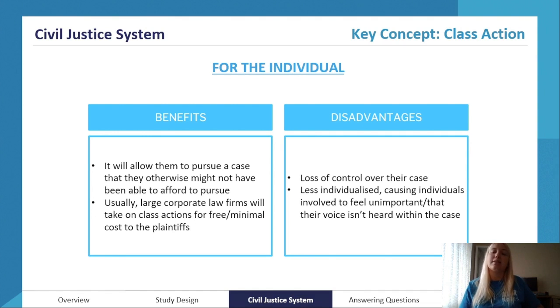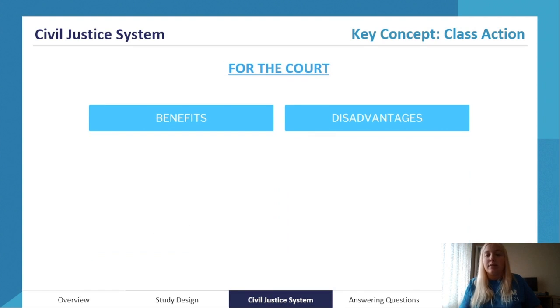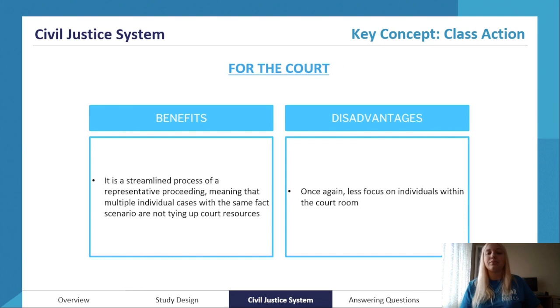But we can't correct this because if 100 or 1,000 people come forward for a claim with the same circumstances, the courts don't have the capacity and the resources to hear 100 to 1,000 different claims about the same thing. So nothing can really be done about these disadvantages.